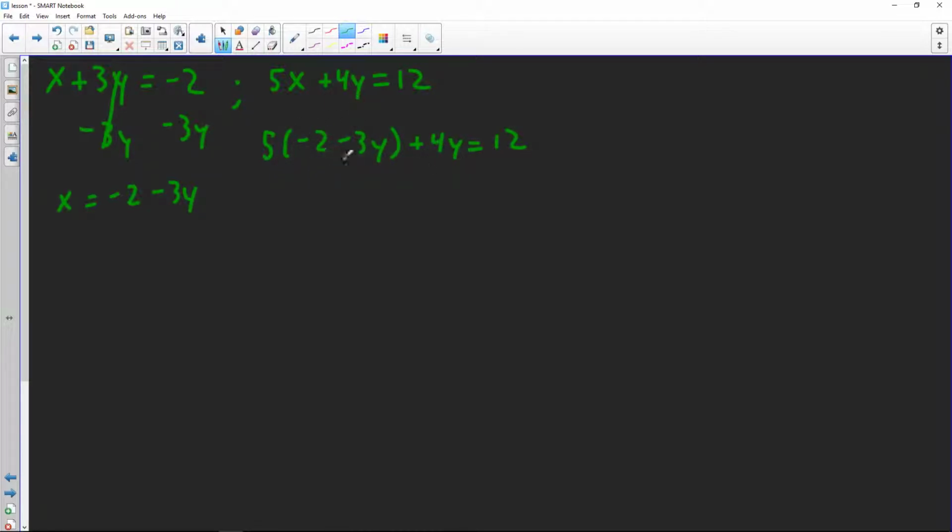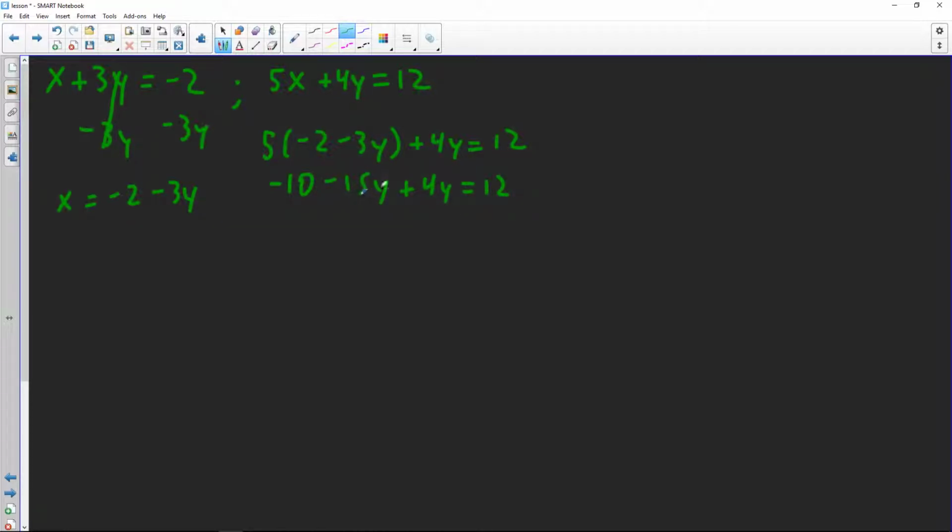So let's multiply this out. So the 5 would multiply by the negative 2, so we'd have negative 10. And then the 5 would multiply by the negative 3, so we'd have negative 15y plus what we have originally, 4y is equal to 12.